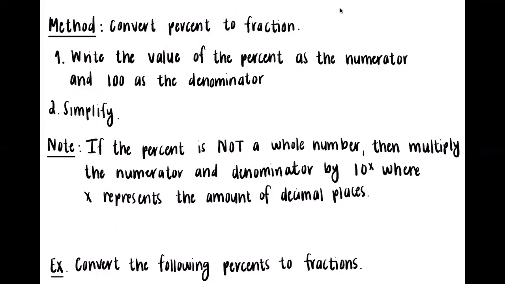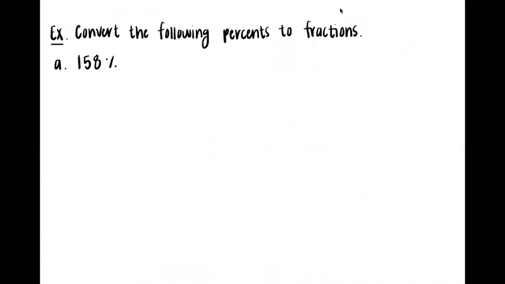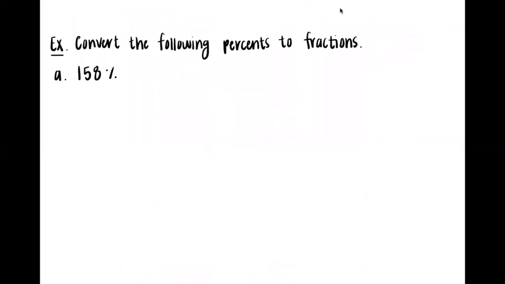But the biggest challenge, again, is simplifying. And then I have a note here. If the percent is not a whole number, then multiply the numerator and denominator by 10 to the x. I have an exponent of x because that number is subject to change, where x represents the amount of decimal places. So that's something we'll look at and come back to in our second example. Okay, first things first, convert the following percents to fractions.